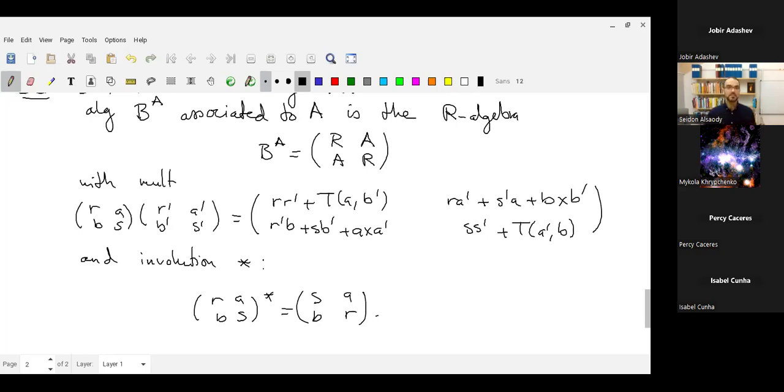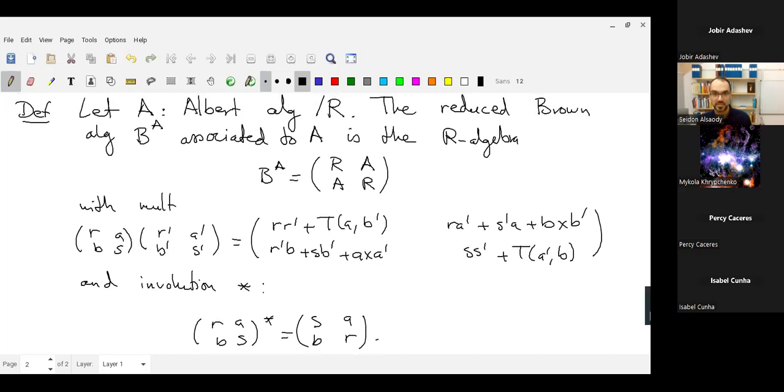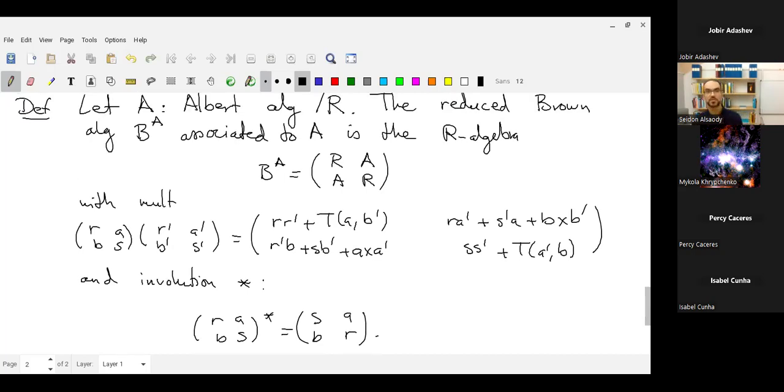So where does this come from? Well, it's sort of an analog of the Cayley-Dixon construction of going from a quaternion algebra to an octonion algebra. This should remind a little of this. So this is a reduced Brown algebra associated to a given Albert algebra.